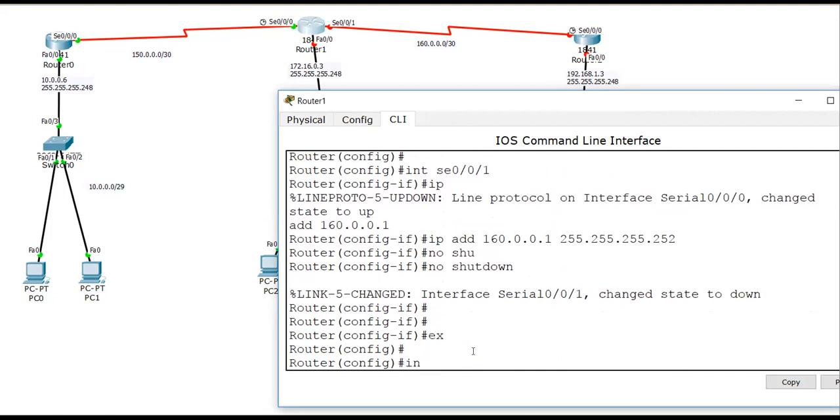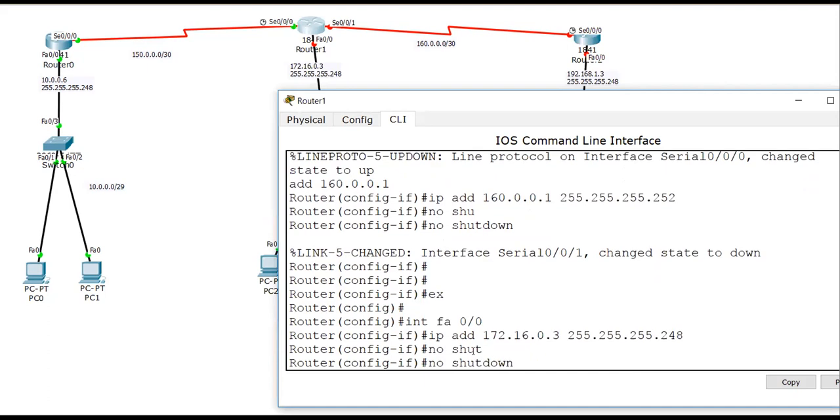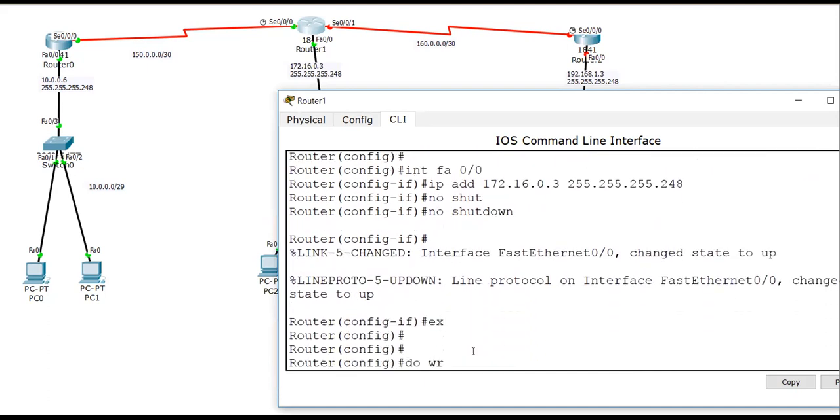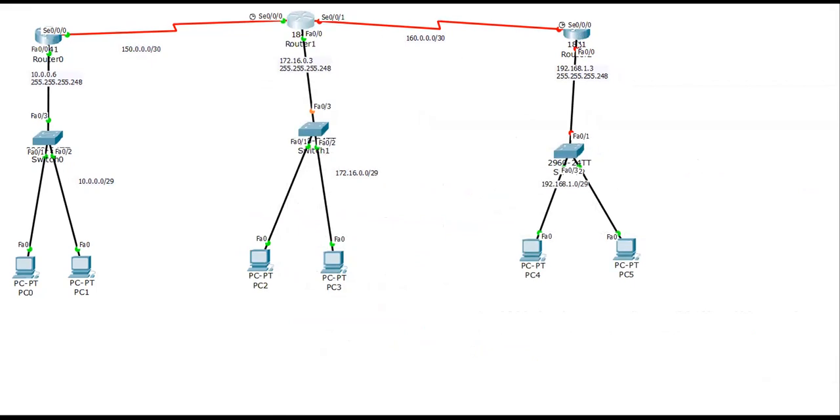Okay, exit. Interface FA0/0, IP address 172.16.0.3 because we have chosen gateway 248, no shutdown. If you want to save this, do write. Now two routers are configured. Moving on to the third router.